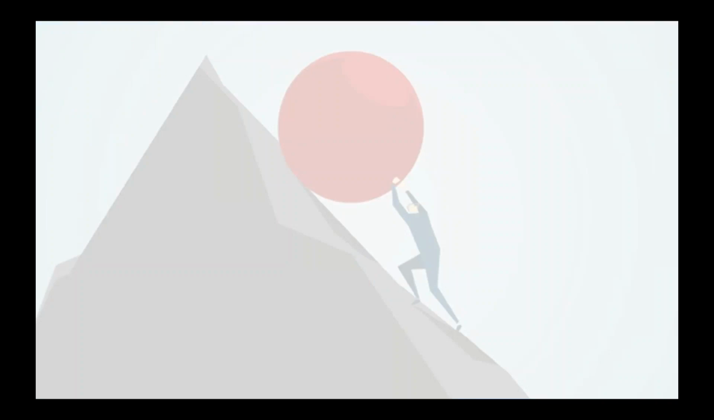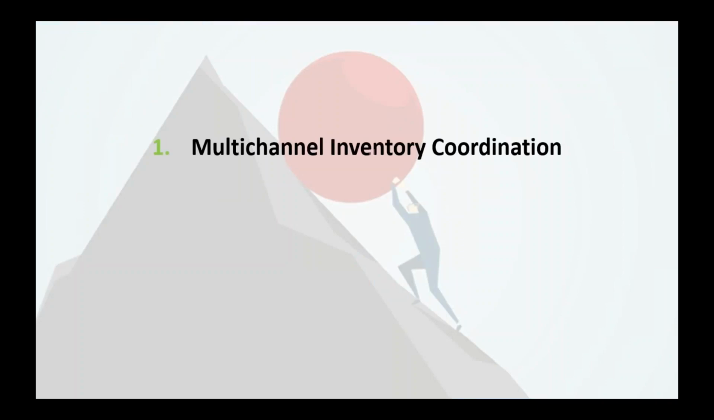So here's a preview of the 3 inventory challenges that Ian and I actually want to talk with you guys about. The first is managing multi-channel inventory coordination. Basically, when you sell across different sales channels, how do you coordinate your inventory across all of them with as few issues as possible?